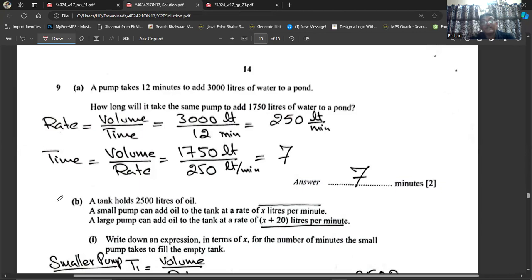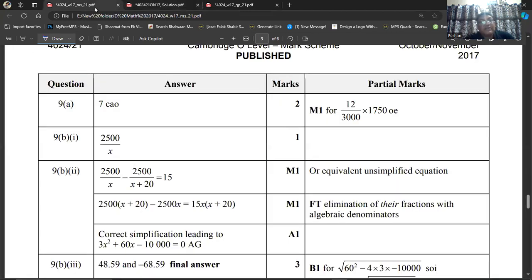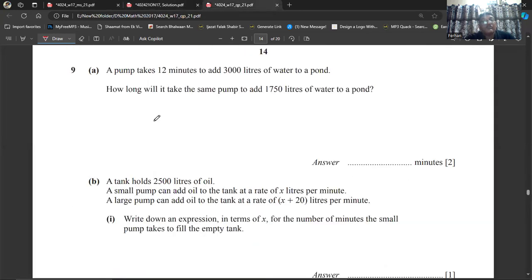So now I want to add 1,750 liters of water, and its rate of flow is 250 liters per minute. When you divide 1,750 by 250, you get 7. So it will take 7 minutes. Our answer is right. It takes 7 minutes. That was question number 9A.